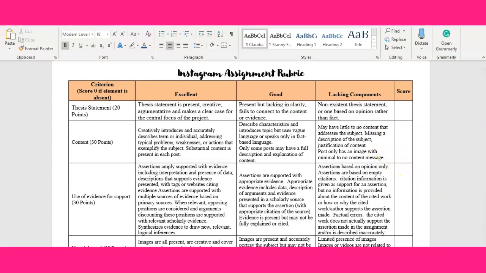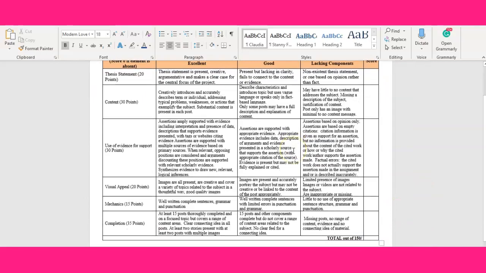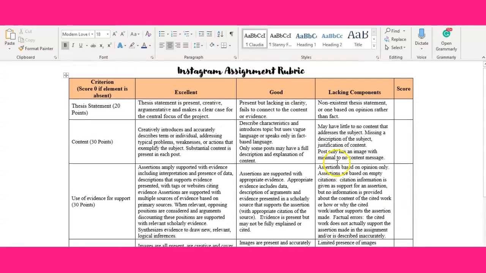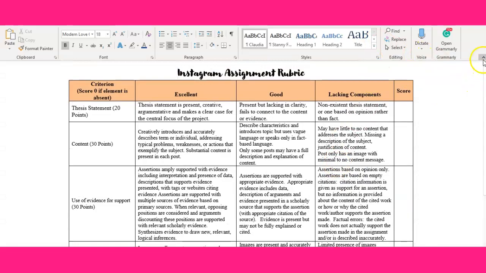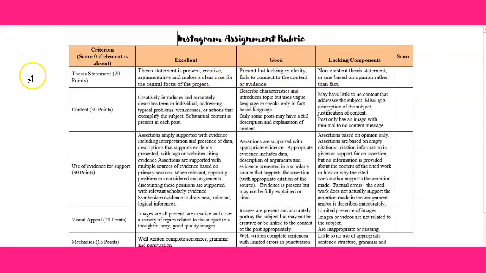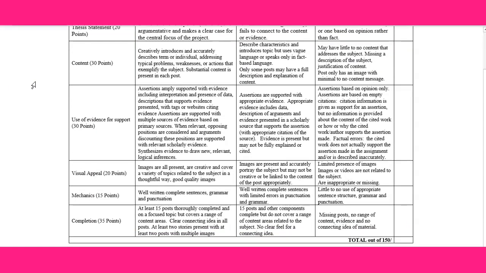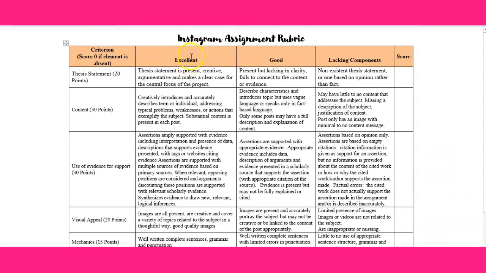So let's take a look at the rubric. This is what you're going to be graded on. You're essentially graded on your thesis statement, your content, your use of evidence, the visual appeal, the mechanics, and the completion. It is worth 150 points. I have organized it into an excellent column, a good column, and a lacking components column. Lacking components is going to be anything less than 10 points, this is going to be the middle range of points, and this is probably going to be between 20 and 17 or 30 and 25 points.